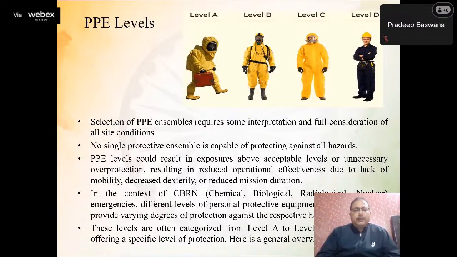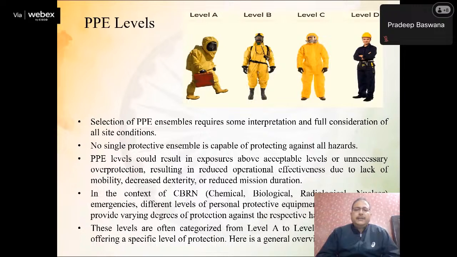It is not like that. There is no single protective ensemble which can handle each and every situation. Wrong PPE levels could result in exposure above acceptable levels, or unnecessary overprotection, resulting in reduced operational effectiveness due to lack of mobility, decreased dexterity, or reduced mission duration.